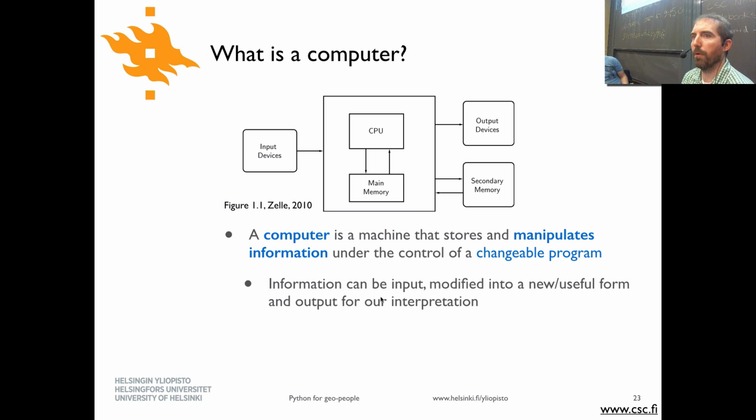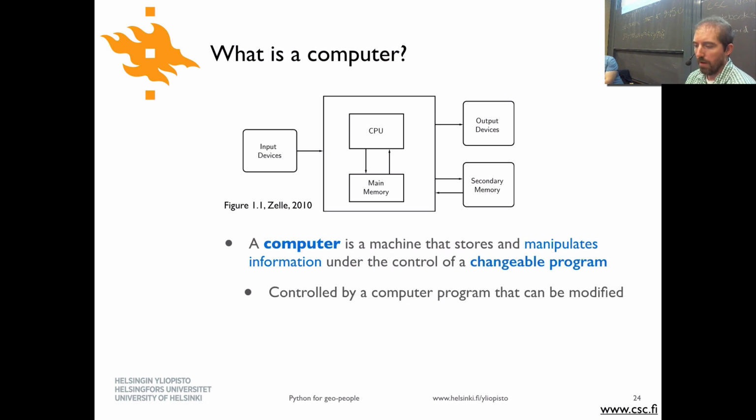We hopefully will output it in something that's not bits and bytes and hard to interpret, but something that's easier for humans to understand. The other important part here is that it is controlled by a changeable program. So if we think about that, anybody who has a smartphone, this is a computer by this definition. It has all the elements of what a computer is.